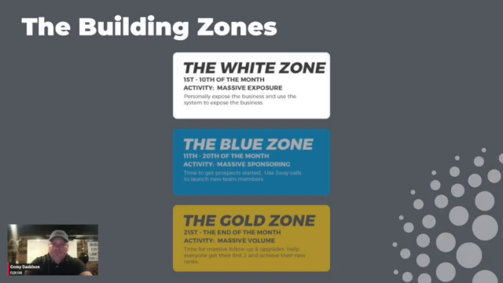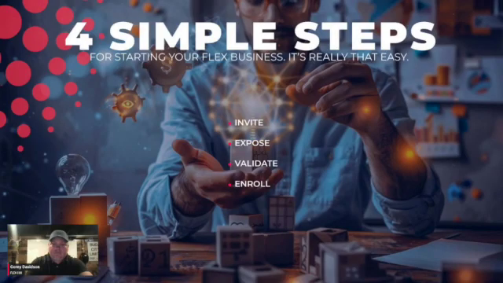So in the process of that, I like to talk about the 4 steps that make money. We talked about invite 2 weeks ago. Last week, Chris and I were able to go through the exposure and how you do the invitation and exposure and how you do that when you do it. And today we're going to talk about how to validate and enroll.